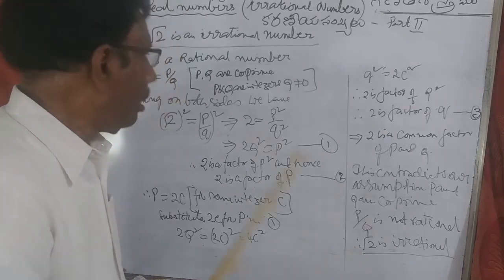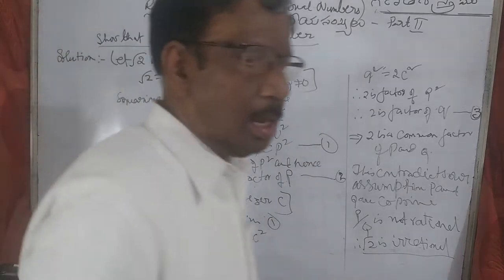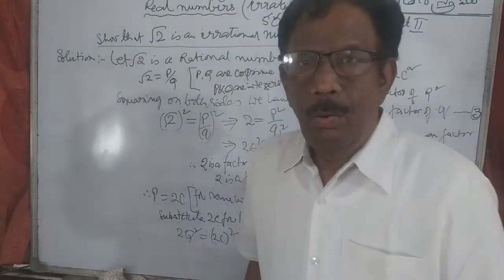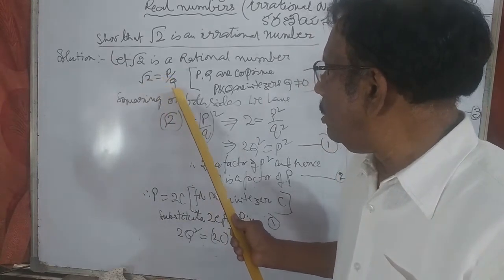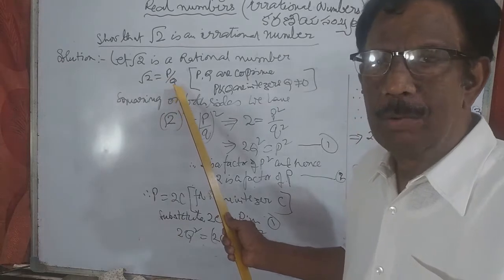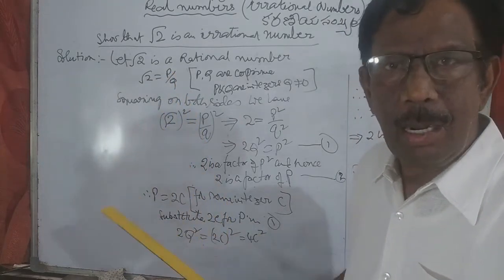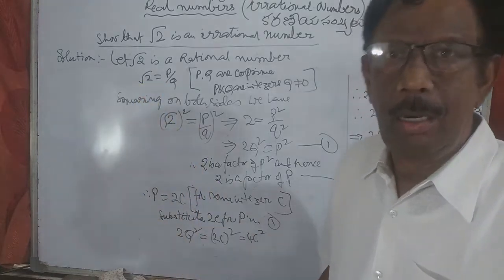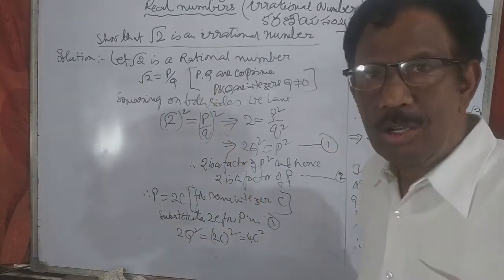Understand? We started with p by q, that root 2 is a rational number. Now we concluded that p by q got an answer. Last, we reached that p by q is not rational, therefore it is irrational, therefore root 2 is also irrational. So this is the important proof.